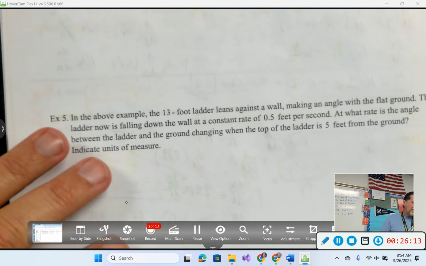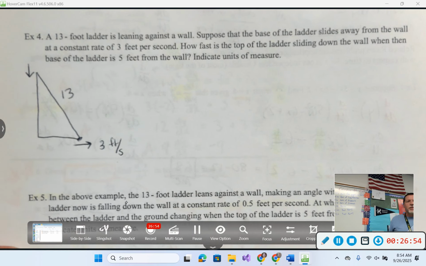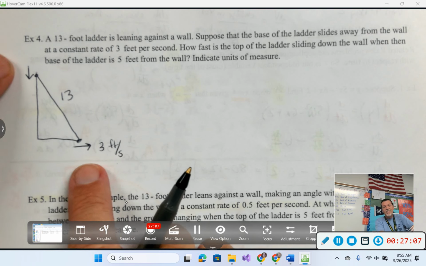That sounds like a derivative. It sounds like a d something dt, but I don't know any variables yet, so I'll just label it 3 feet per second. How fast is the top of the ladder sliding down the wall? So this is what we're looking for. It's like, how fast is that spot going down? Because it might not be exactly 3, even though those are tied together. It's kind of weird. In fact, it's not 3.